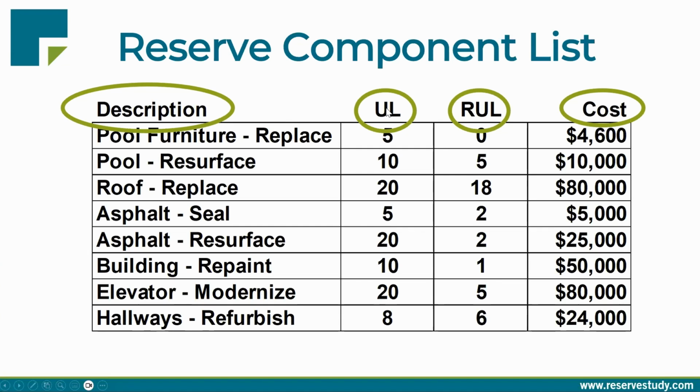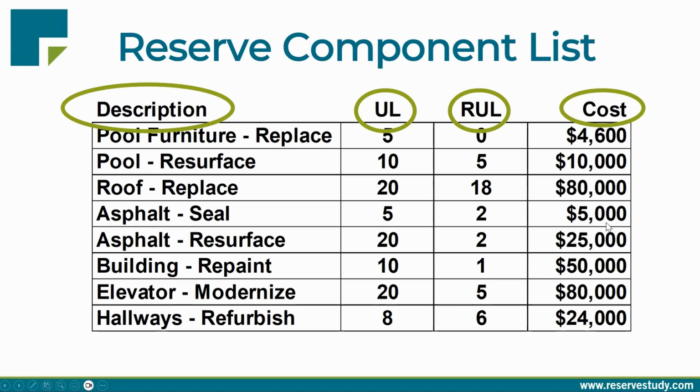UL stands for useful life. It's the expected life that the project will serve the needs of the association. Remaining useful life tells us where we are in that life cycle. Here, the pool furniture needs to be replaced now. And what's its cost? $4,600. That's the estimated current cost for this project.